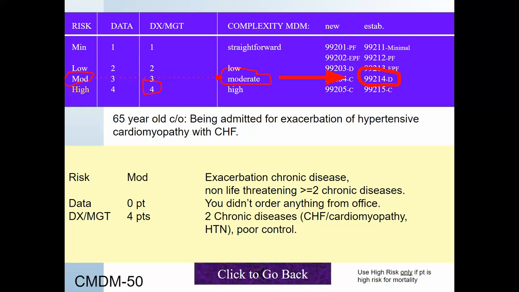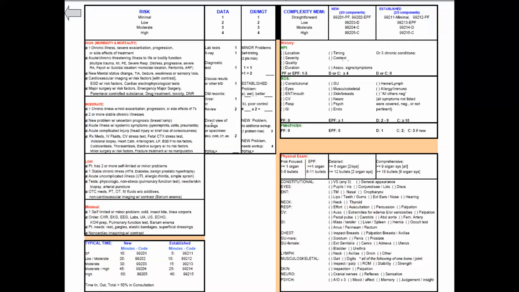How does it look on the form? 2 problems, poorly controlled. And again, chronic illness with exacerbation, or 2 or more stable, or 2 or more chronic illnesses, right there. That's how this looks.